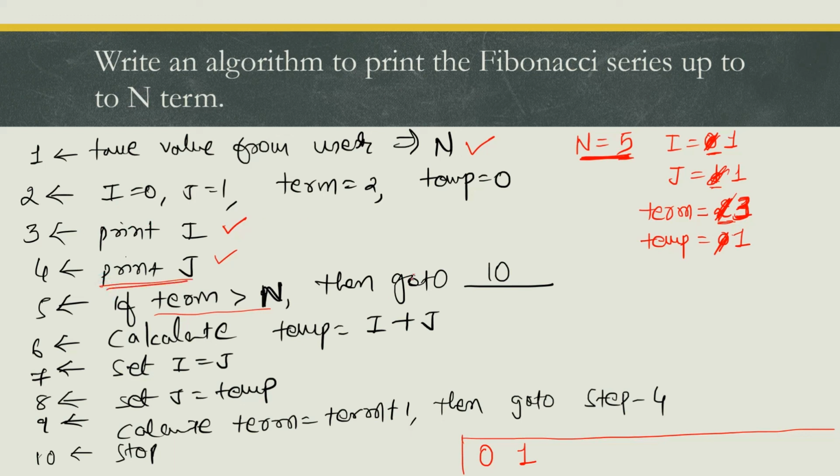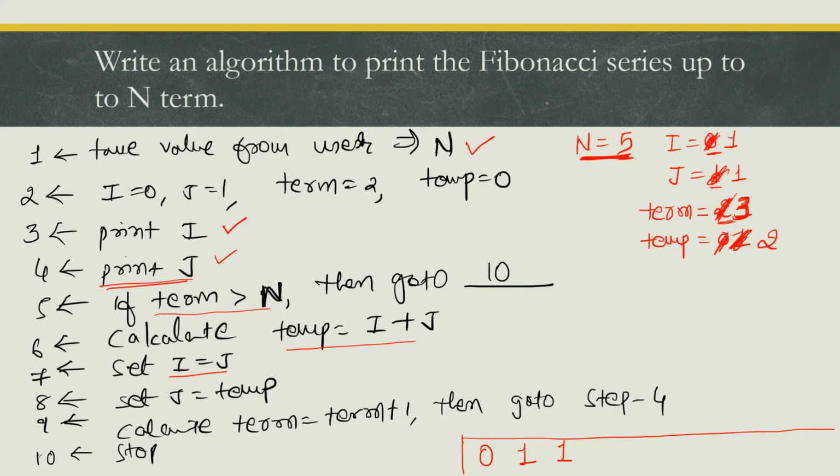What is the step number 4? Print j. What is the value of j? 1. Now you can see 0 plus 1, 1. Now again, what is the value of term? 3. 3 is greater than 5? No. Then again we have to calculate temp is equal to I plus j. What is the value of I? 1. What is the value of j? 1. 1 plus 1, 2. The value of temp would be 2.